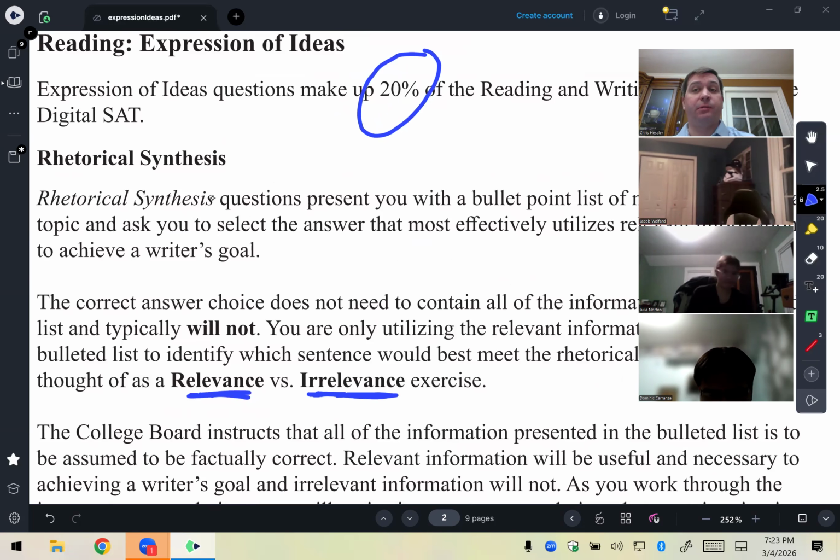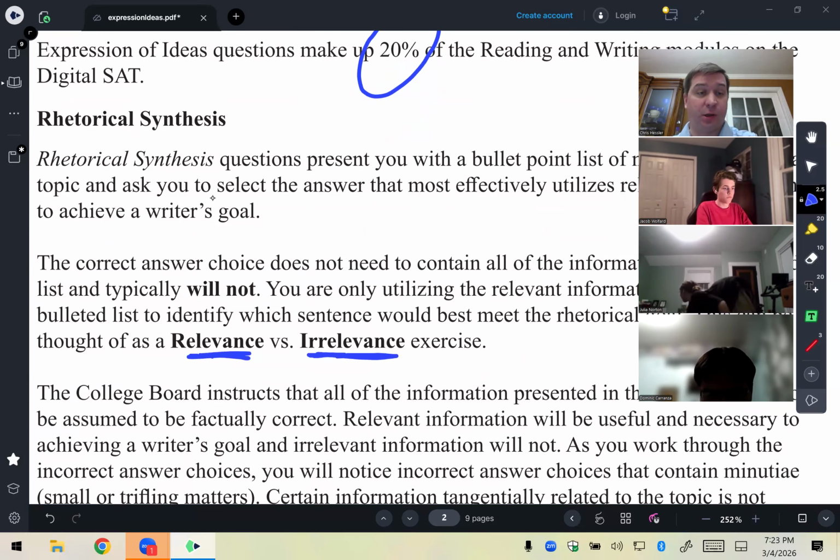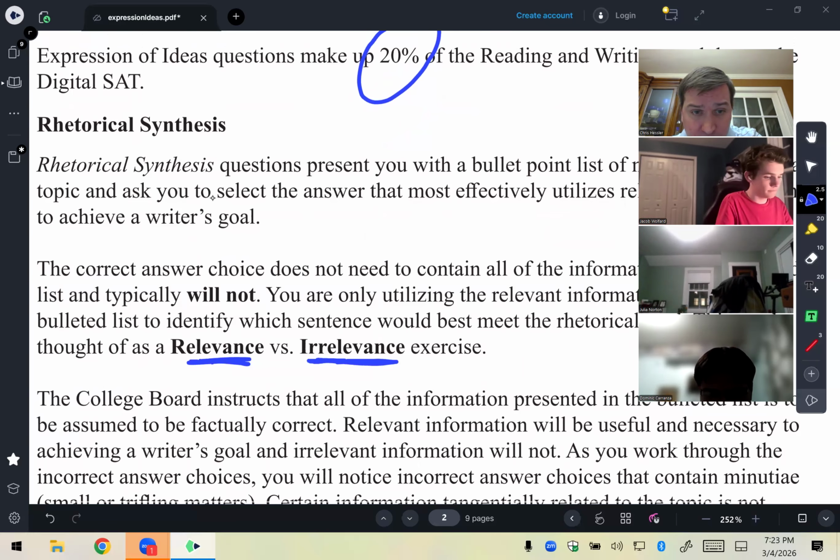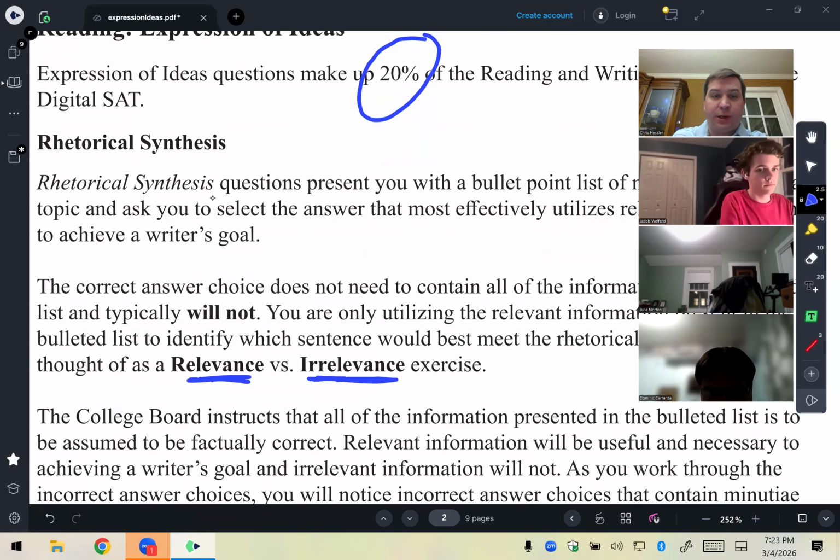Oh, the other thing I wanted to mention, we can assume that the bullet points are all factually correct. When they give you a bulleted list, it's all from a reputable source, a peer-reviewed source or whatever, so we can trust the information. They're not trying to trick us. I mean, they're trying to trick you, but they're not trying to trick you as far as the validity of the information. Okay, so relevant information will be useful and necessary to achieving the writer's goal.